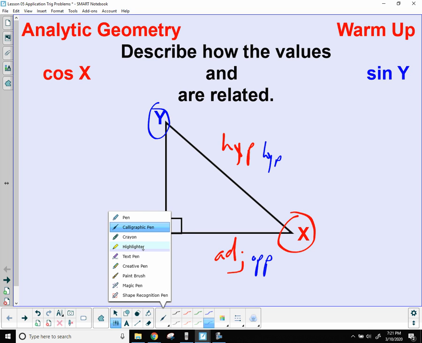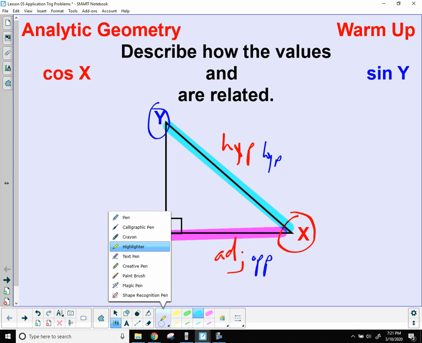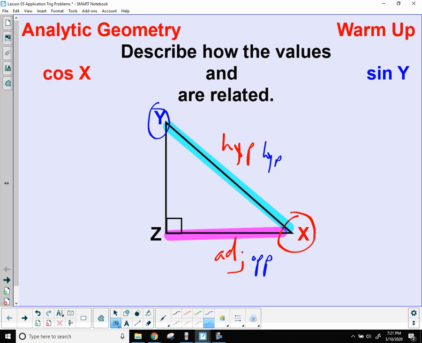But anyway, take notice they are sharing the same sides, which means their ratios are going to be the same. Okay? So when it comes to their values, we say they are congruent because there's the same side ratio.